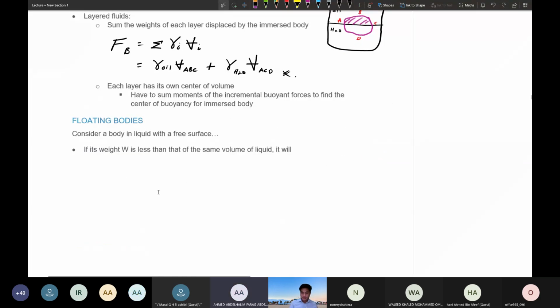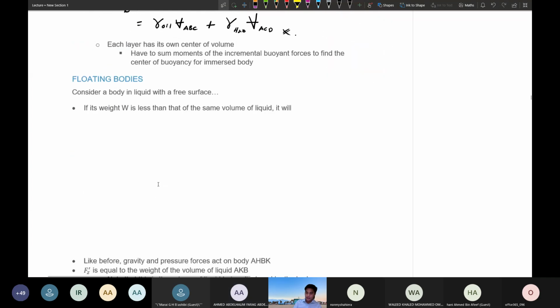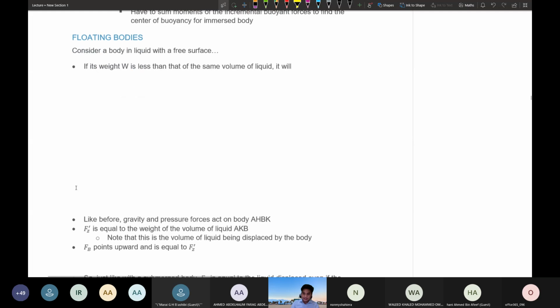We almost finished, don't worry. Now we go to the final part, the floating body. Consider a body in a liquid with a free surface. If its weight W is less than that of the same volume of the liquid, it will float. This is the answer. Let me draw the free body diagram.